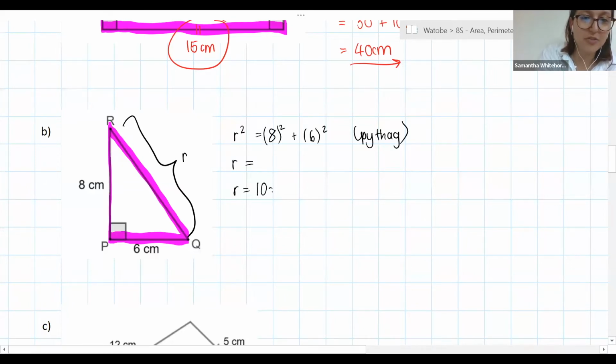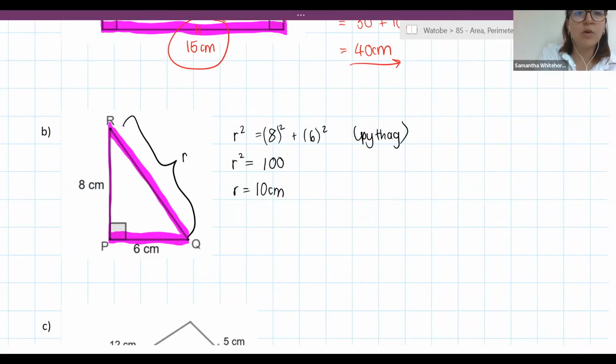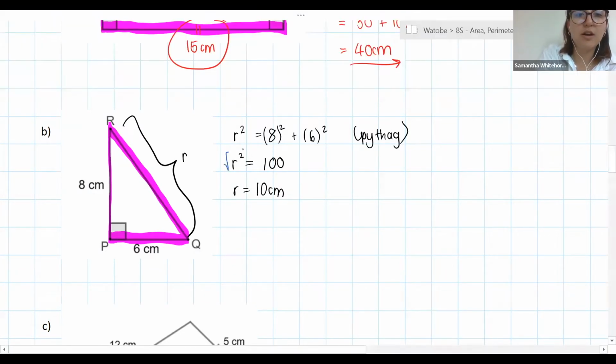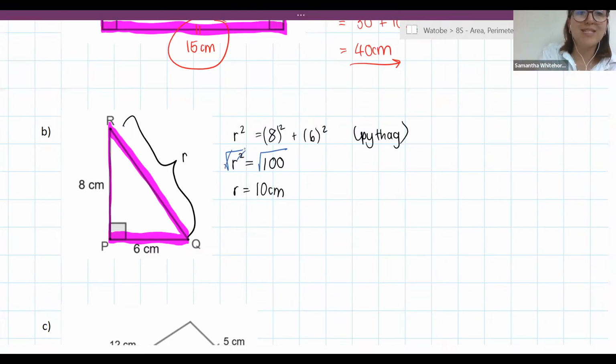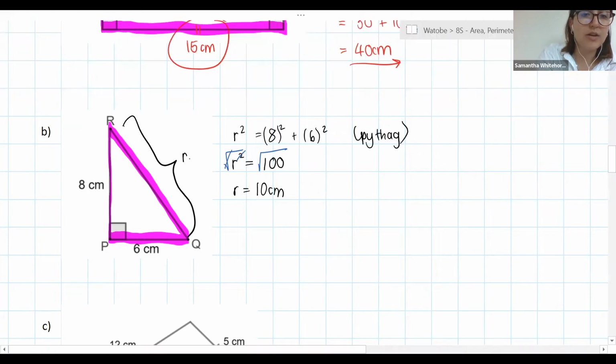Okay, hang on for 2 seconds for me. So guys, what we do here is we would say 8 squared plus 6 squared on our calculator. That gives us 100. And then because I don't want R squared, I actually want R, I need to square root both sides. So this is why Emmanuel is saying that we get 10 centimeters. Okay, so now I know that this length RQ or R is 10 centimeters. Cool, Emmanuel, carry on.